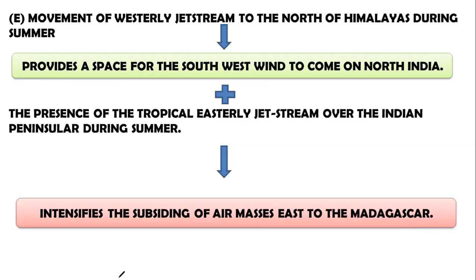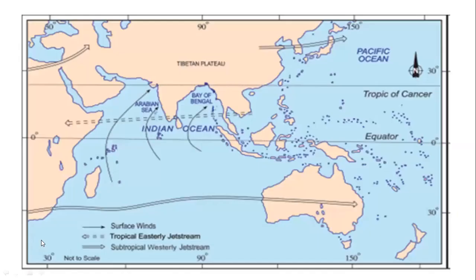These were the five main reasons which cause the whole process of monsoon to take place in India. So let's revise all the five topics. First was differential heating of landmass and water body, due to which there is a low pressure created over India and there is high pressure created over the water body.